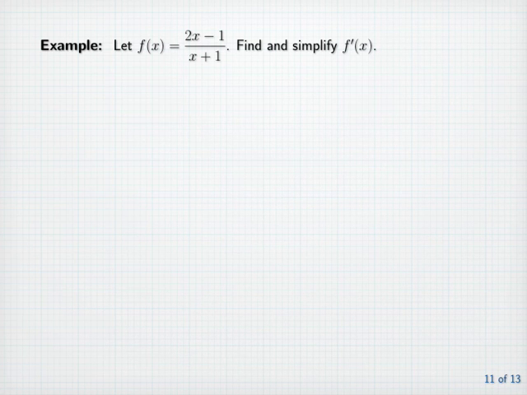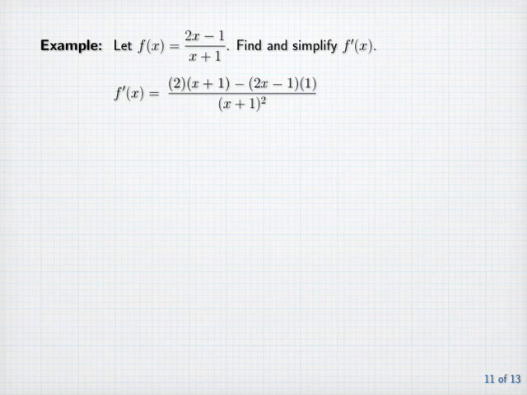Example. Let f of x equal 2x minus 1 divided by x plus 1. Find and simplify f prime of x. We'll use the quotient rule. F prime of x is equal to a fraction whose denominator is the square of the denominator of f, and the top of the fraction is the derivative of 2x minus 1 times x plus 1 minus 2x minus 1 times the derivative of x plus 1, which is just 1. So now we multiply out the factors in the two terms in the numerator and combine terms, and finally end up with 3 divided by x plus 1 squared.